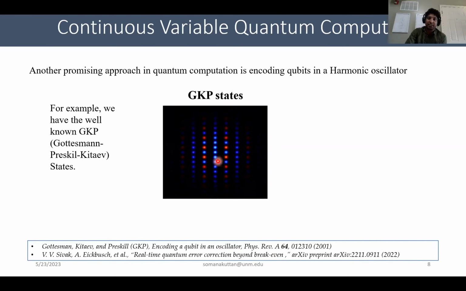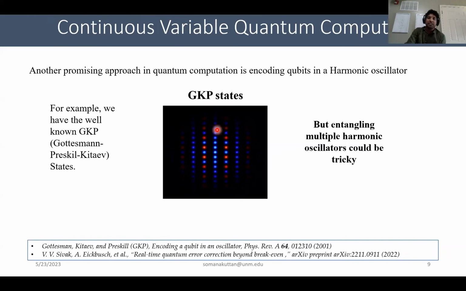So these states have the 0 and 1. The blue corresponds to the 0 state and the red corresponds to the 1 state. This is actually the Wigner function, but without going into any detail, this is an encoding we can put in the harmonic oscillator, and it has been very successful and considered a very promising candidate for fault-tolerant quantum computation.